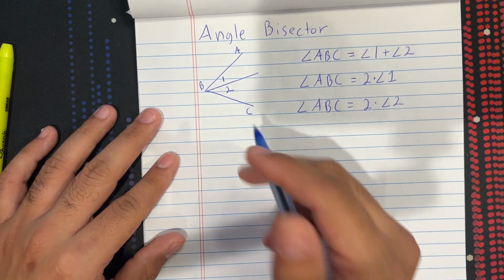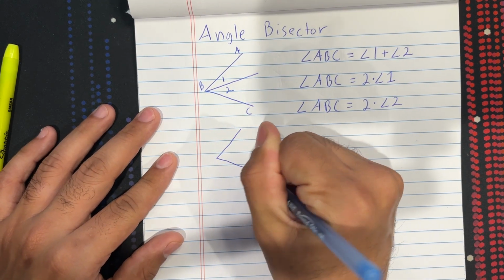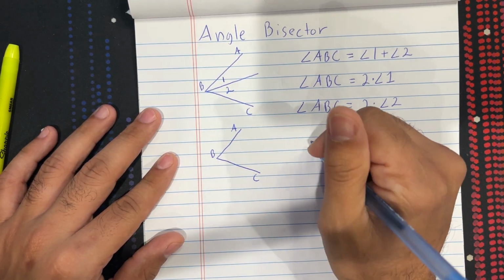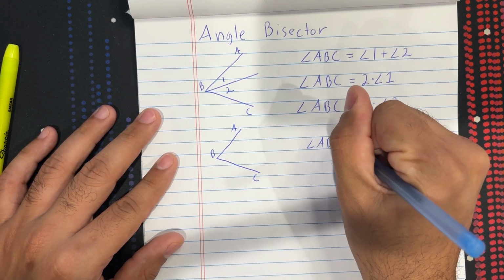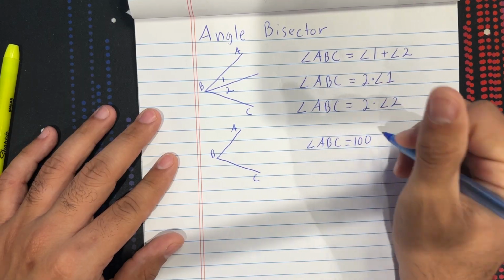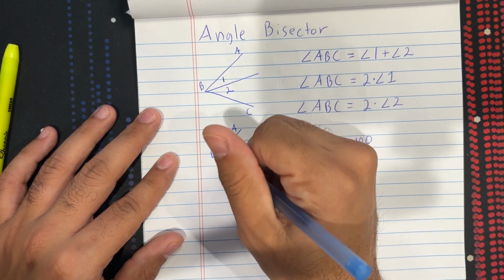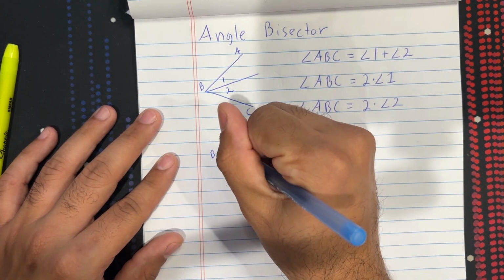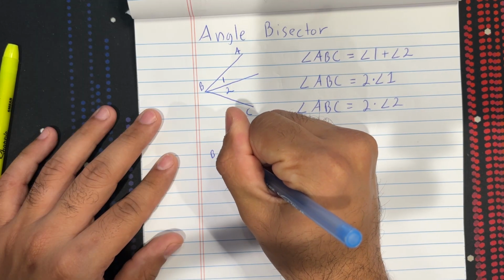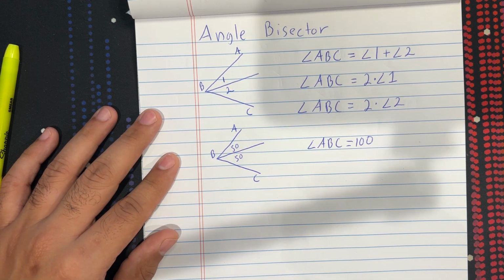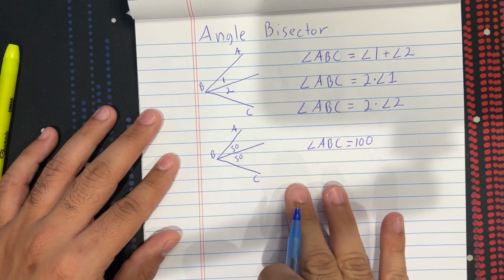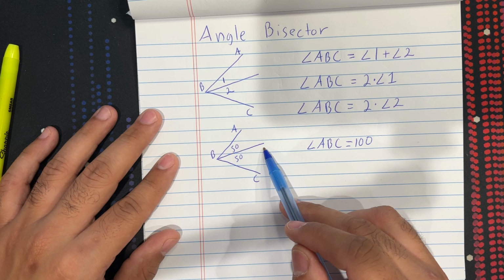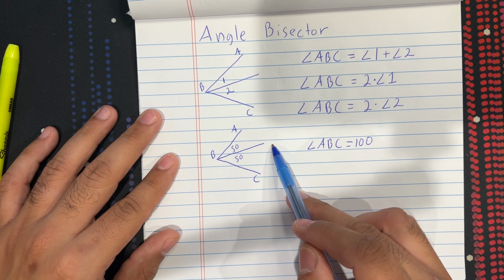So just as an easy understanding here, if this angle ABC is 100 degrees, and I have an angle bisector that cuts it in half, then this angle here will have to be 50 degrees, and this one has to be 50 degrees. They have to be exactly half of the entire angle. It cannot be 40 and 60. It is not just a random line being drawn. It is a line that cuts it exactly in half.